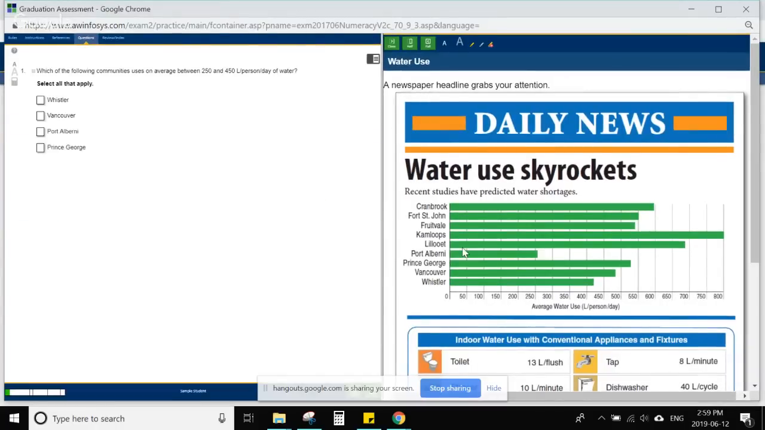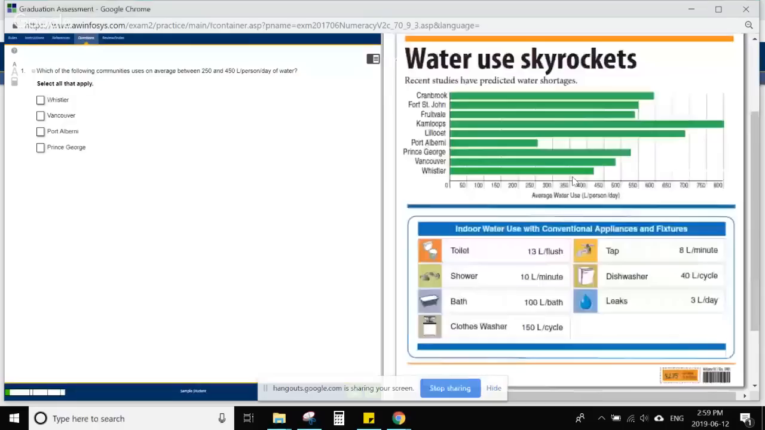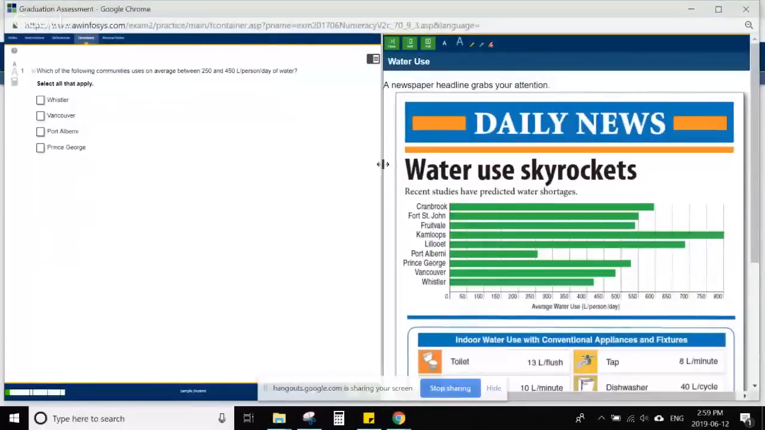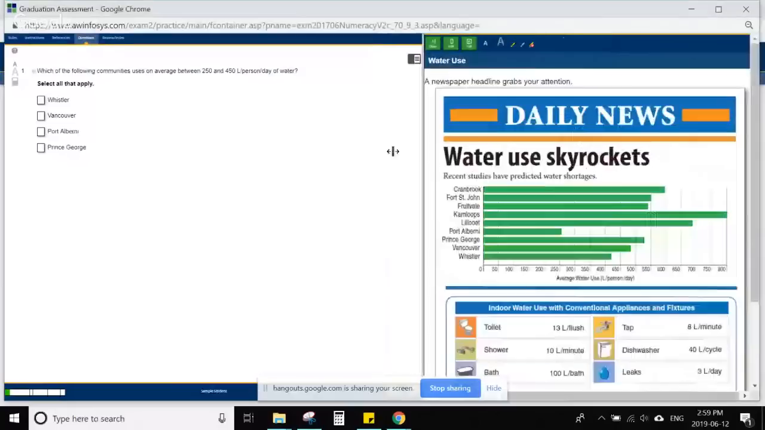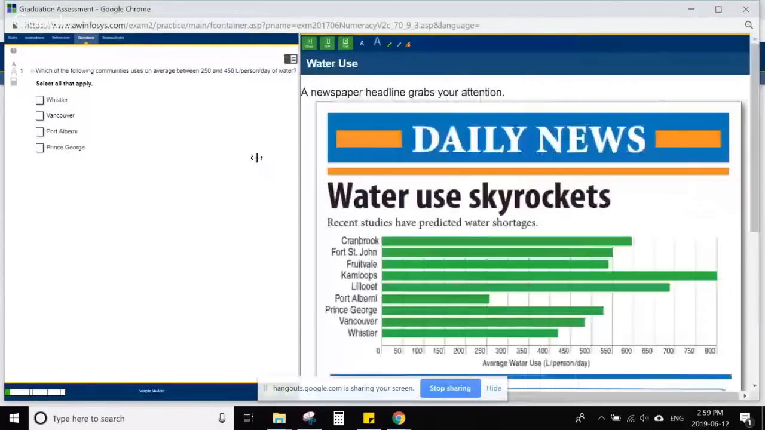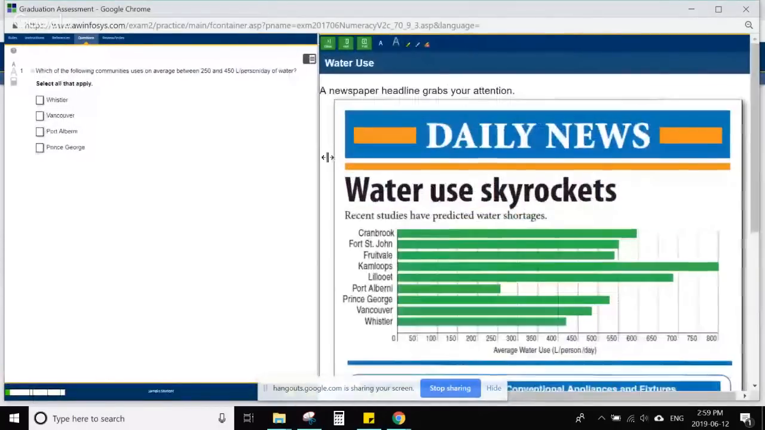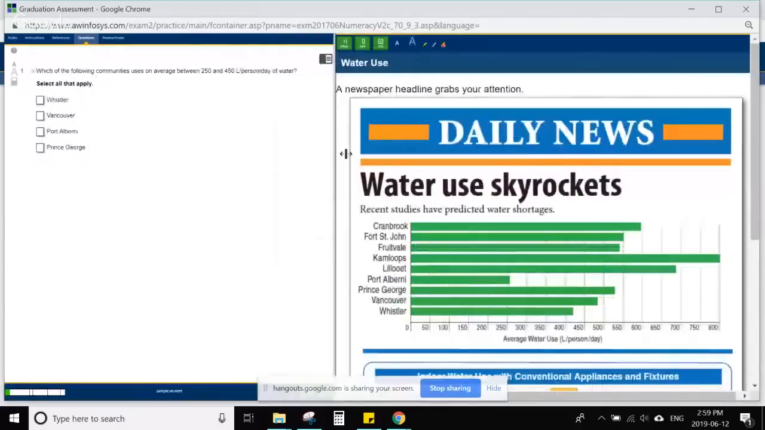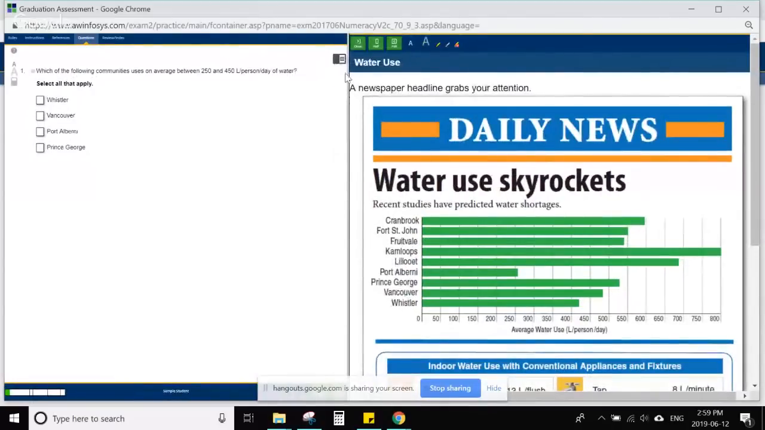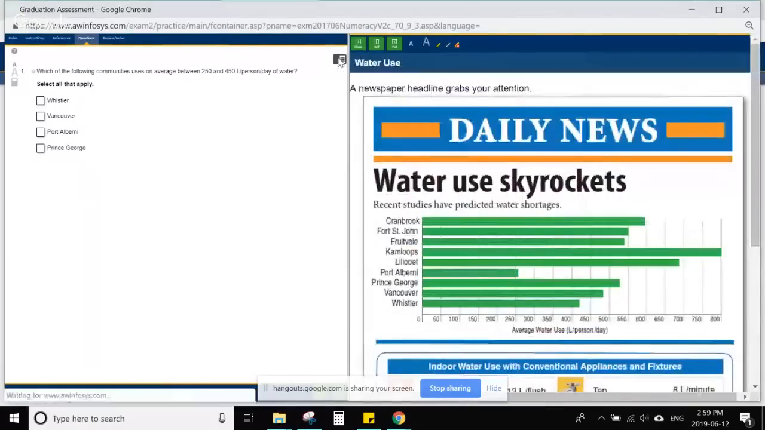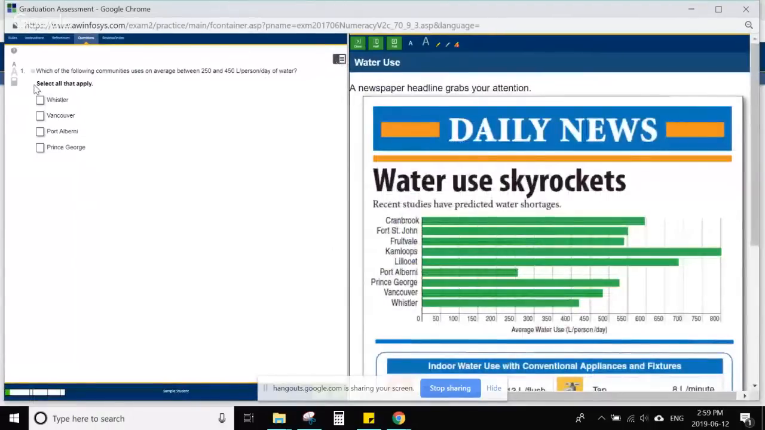Notice that when I click the next button, it opens up my first question, and it also opens up the news article in the tab. You're also able to control how big that tab is, bigger or smaller. So if you're having trouble reading, you can make it bigger or smaller or remove it entirely. If you get rid of that, you can have it come back again by clicking the button there.